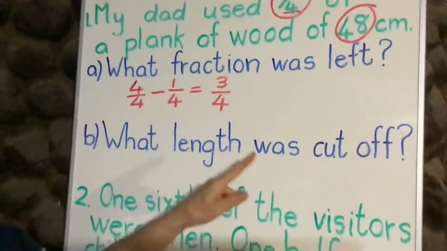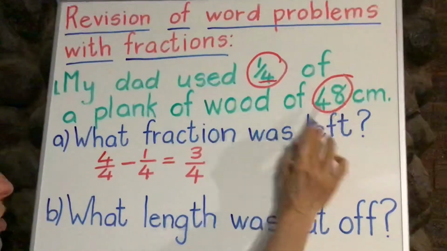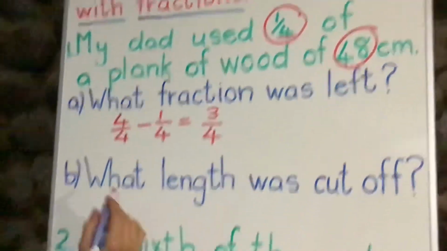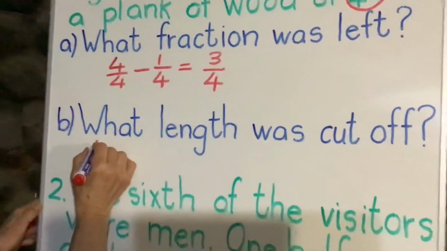What length was cut off? So the wood was 48 centimeters when Dad started. He cut off 1/4, so what was left? 3/4 was left. So let's see now.